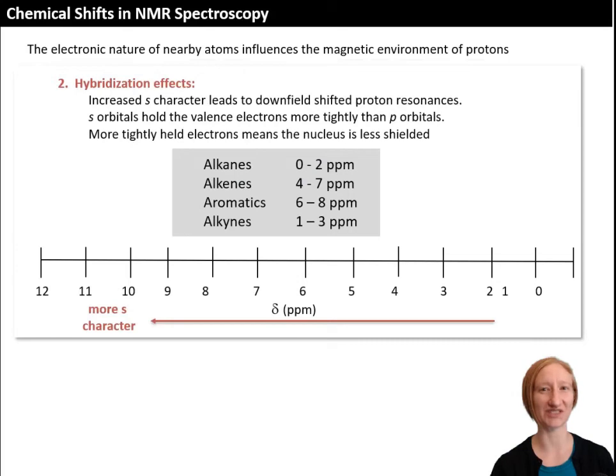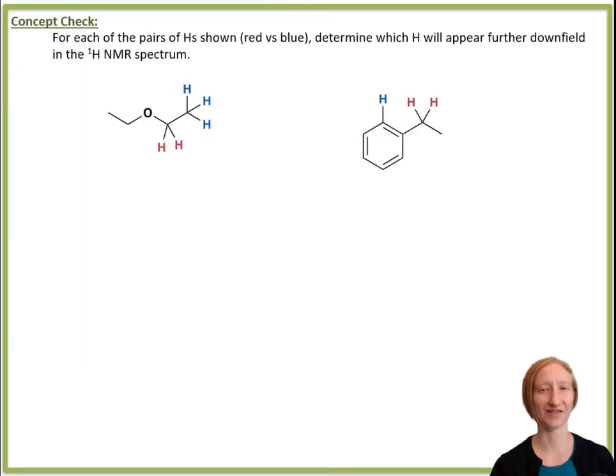They are de-shielded and they shift downfield or to higher chemical shift values. Let's pause for a concept check. In each structure, compare the red and blue hydrogens and determine which will appear further downfield in the proton NMR spectrum.